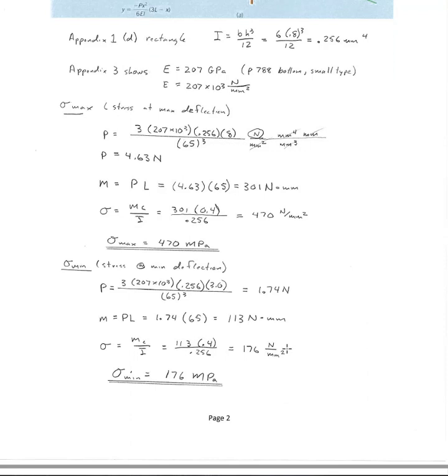Now we've got our max. Now we have to find our min. Our min uses the same methodology, but we're going to be using the minimum deflection of 3 millimeters right here. Entering into this same equation, the moment is the load times the length, which is 113 newton millimeters. Therefore our stress, MC over I, equals 176 newtons per millimeter squared, and that equals 176 megapascals. So now we have our mins and maxes.